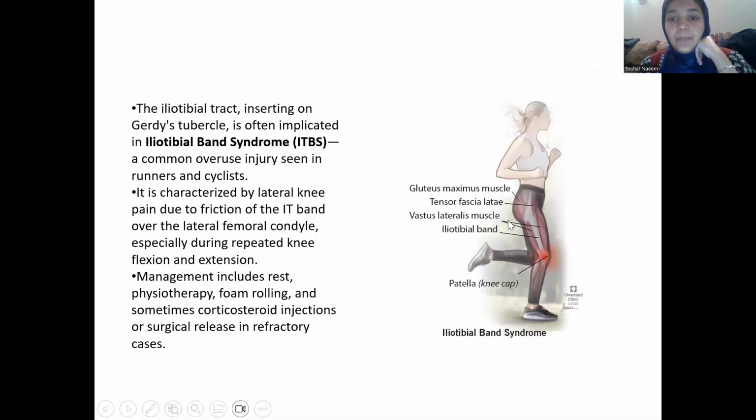Now, we have a syndrome called iliotibial tract syndrome, and it's a common overuse injury in cyclists or athletes. Compared to quadriceps tendinitis, where the pain is near the patellar tendon or just a little above it on the anterior side of the thigh, in iliotibial tract syndrome the pain is going to be on the lateral side of the knee, because the Gerdy's tubercle is receiving the iliotibial tract there. Management includes rest, physiotherapy, foam rolling, sometimes corticosteroid injections, or surgical release in refractory cases.